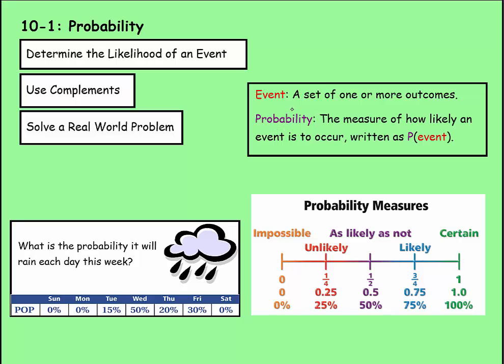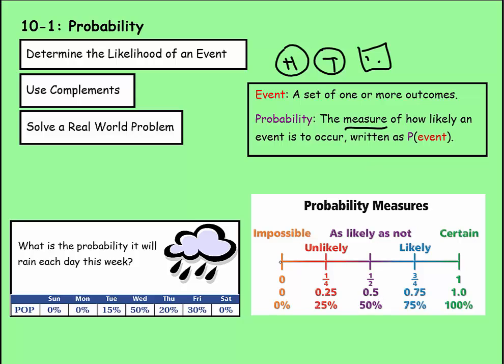Event, for example, is a set of one or more outcomes. So an example of that would be flipping heads on a coin, or flipping tails, or maybe rolling a 2 on a dice. These are all events that happen. Probability, then, is the measure of how likely an event is to occur, and it's written as P times the event. And we could think of probability in terms of fractions, decimals, or percents.